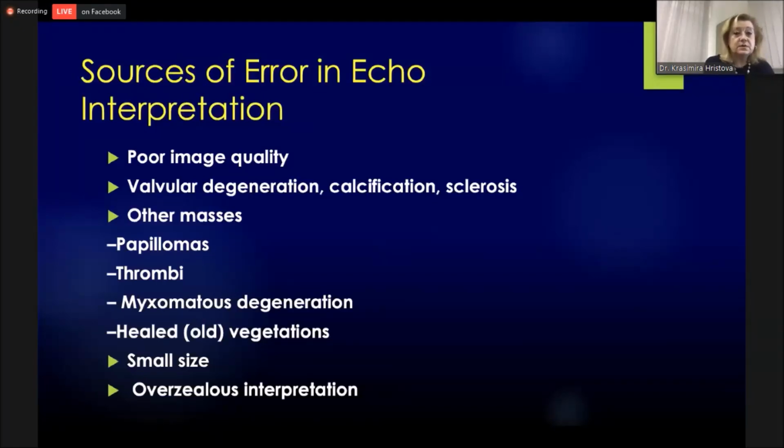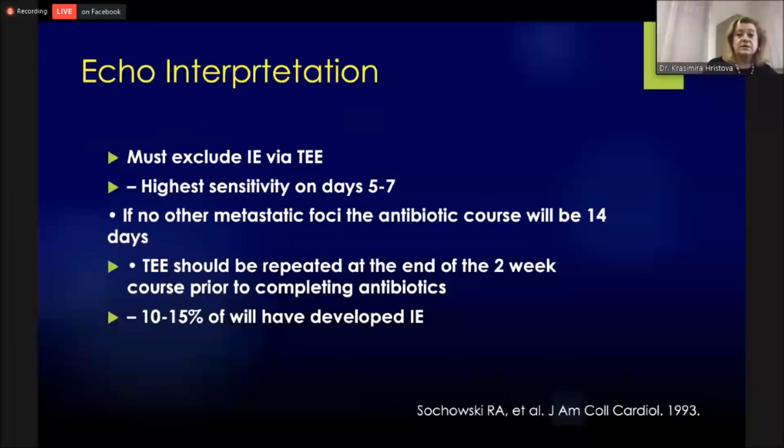Sources of error in echo interpretation: mainly when we don't have a good window for good quality imaging. Valvular degeneration, which could show calcification or sclerosis like vegetation, and other masses like papilloma, thrombus, myxomatosis, degeneration of the valve, healed old vegetation, small vegetations, and overzealous interpretation of the echo.